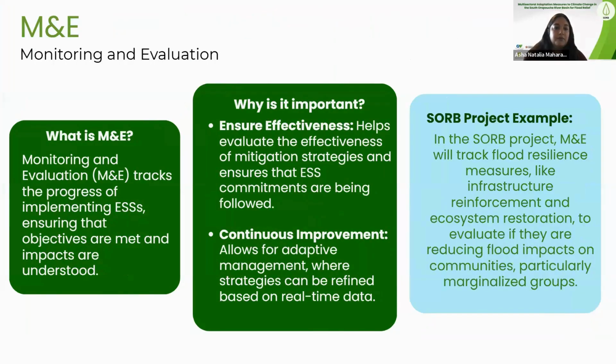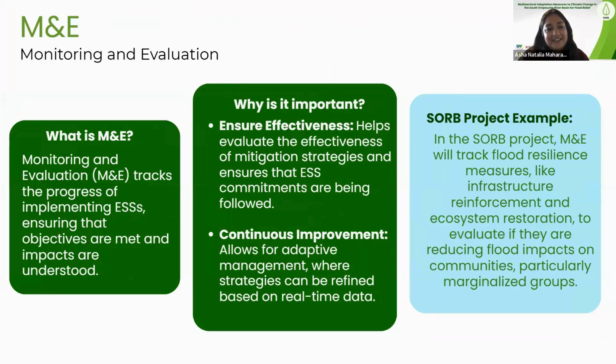Next slide. And so the third element here we need to think about in implementation is our M&E, our monitoring and evaluation. So what is M&E? M&E tracks the progress of implementing the environmental and social safeguards, ensuring that the objectives are met and the impacts are understood. Why is it important? I think we all know.